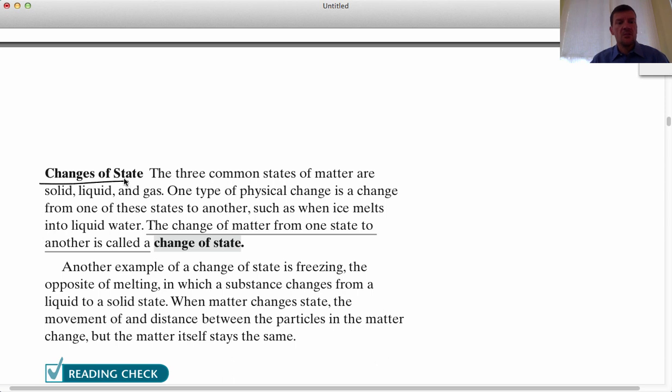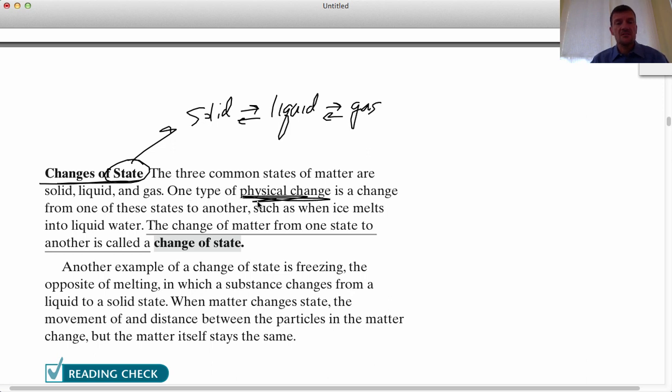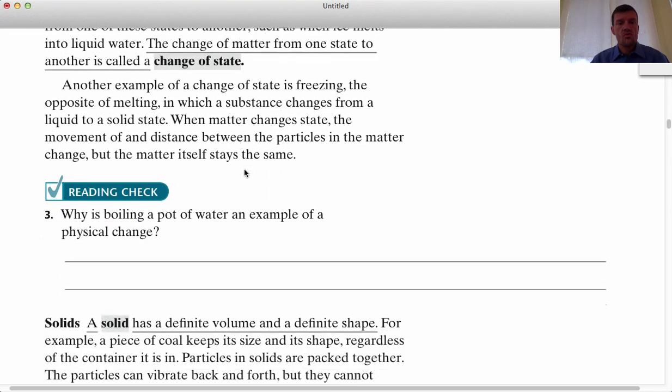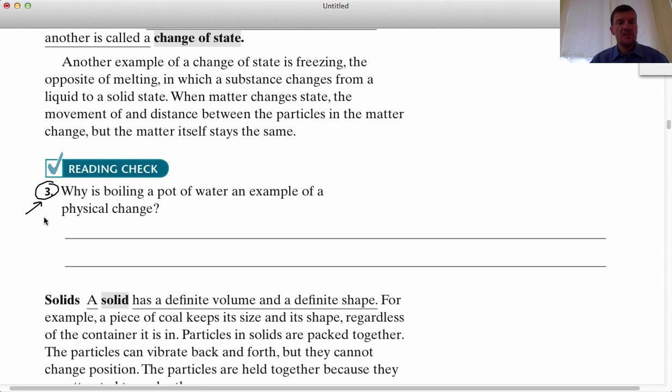Any change of state means when it goes from a solid to a liquid to a gas, or back. Those are the different states: solid, liquid, and gas. Any time you change a state because you melt it or boil it or it goes through vaporization or whatever, those changes are called changes of state, and they are simply physical changes. You can answer question number 3 here.